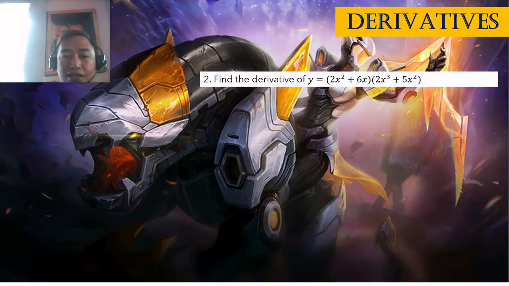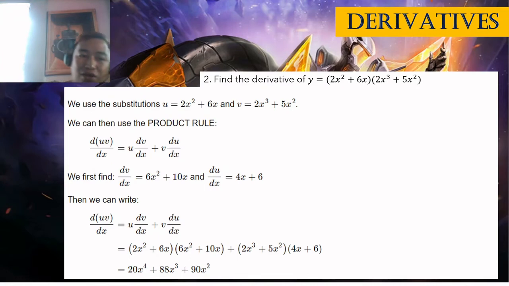Okay, class, next example. Find the derivative of y is equal to 2x squared plus 6x times the quantity 2x cubed plus 5x squared. We use the substitutions u and v. So we can then use the product rule. Okay, so copy u, and we go straight to d of uv over dx, or dy over dx, class. You can just write dy over dx.